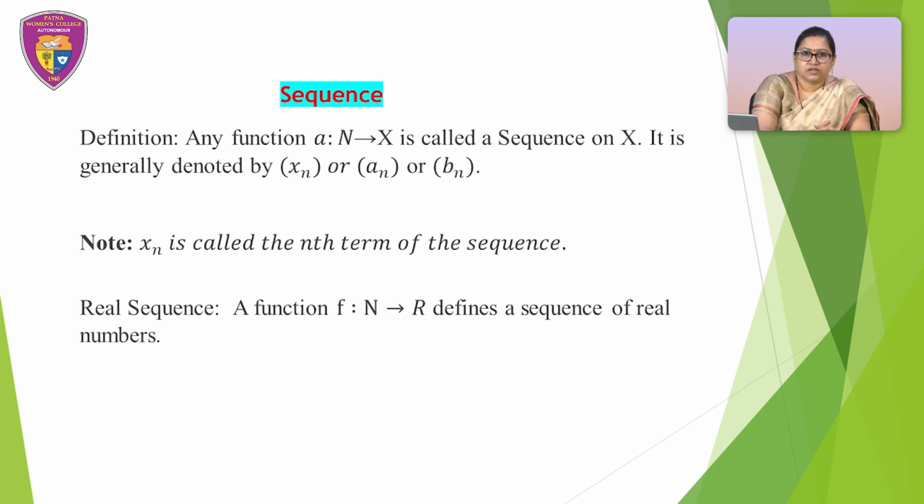Talking about sequence, we can define a sequence to be any function from N to X, that is, a function whose domain is the set of natural numbers. So any function from N to X will always define a sequence, and it is generally denoted by the symbol sequence xn or an or bn, where xn is called the nth term of the sequence.